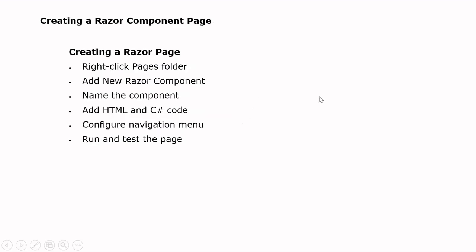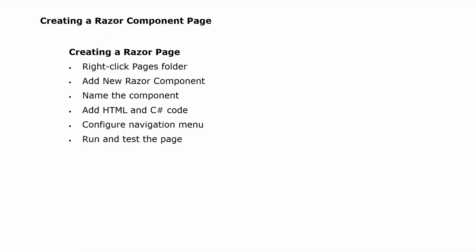Next, we will create a Razor component page. Inside the Pages folder, add a new Razor component and provide a meaningful name. Razor components contain HTML markup and C# code in a single file, making it easy to build interactive user interfaces. After creating the component, add your page content and any required logic.